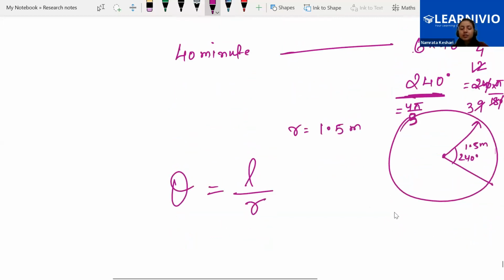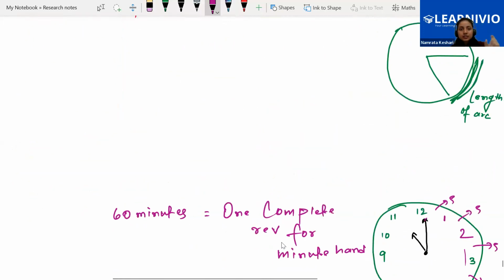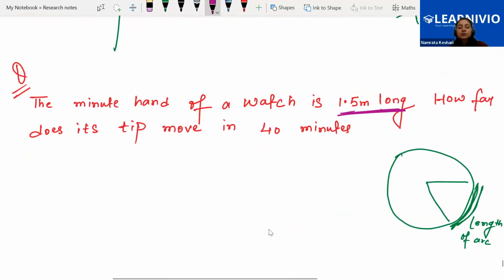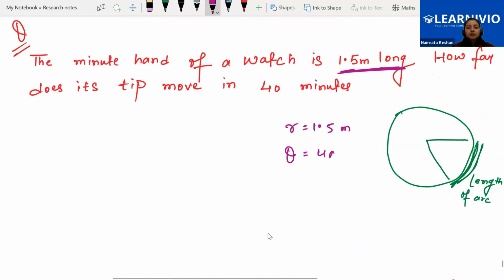Okay. Now angle we know. Here angle is 4 pi by 3. Radius is what? Let's read the question. The minute hand of a watch is 1.5 meter long. So we can say the radius is 1.5 meter long. Let me write it over here. Radius is 1.5 meter long. And angle theta, we have found the angle in radian, that is 4 pi by 3. Now we will be finding the length of the arc. Please do it, Alina. Let me know what you are getting.